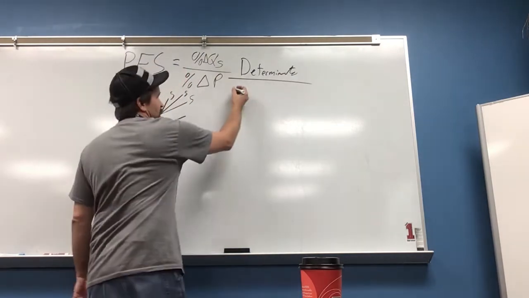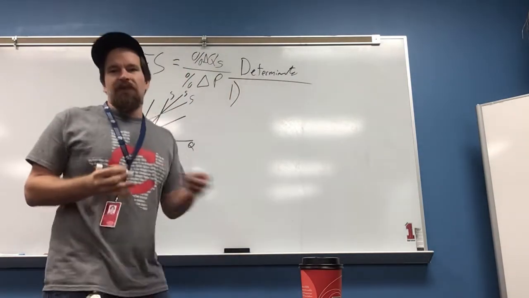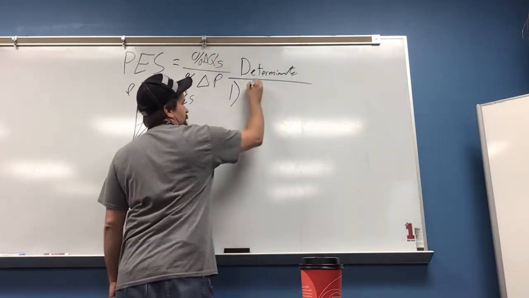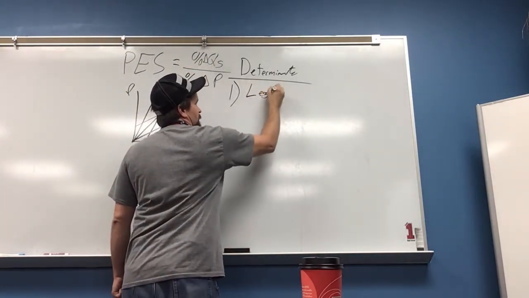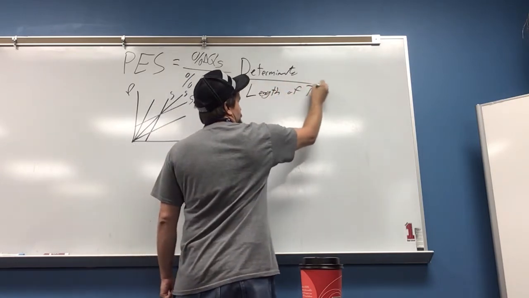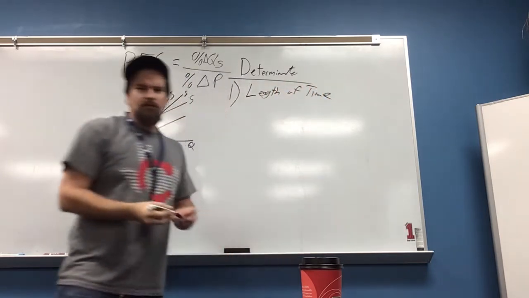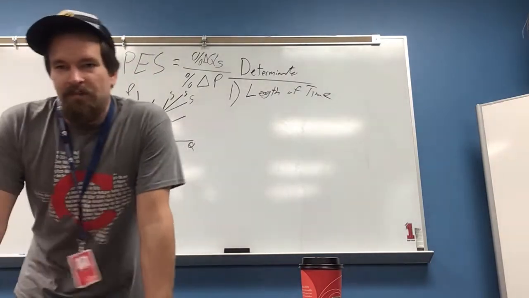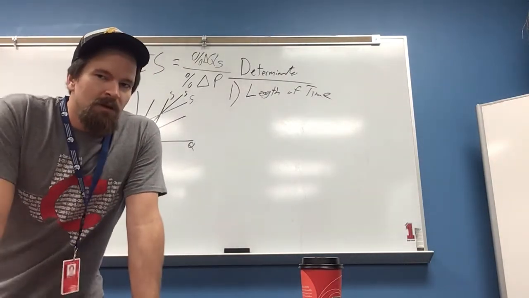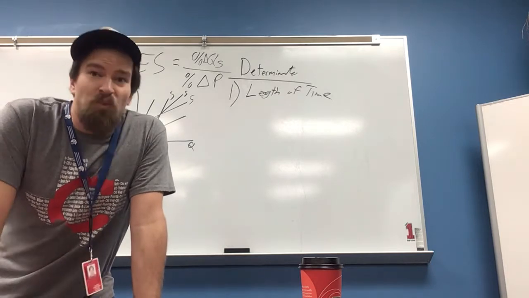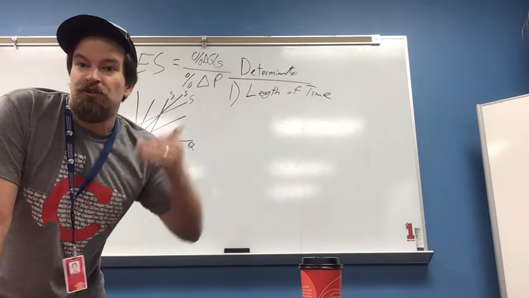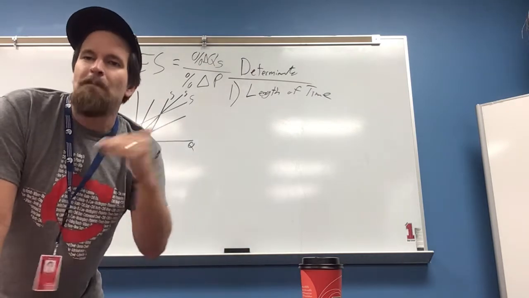So the very first determinant of the price elasticity of supply that we'll cover is the length of time. So length of time. That's going to be the very first one. So if you think about it, the more time, for length of time to do what? The length of time to produce a greater quantity or a greater amount of your product.